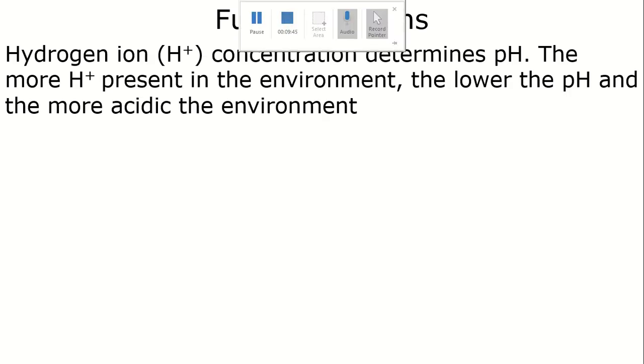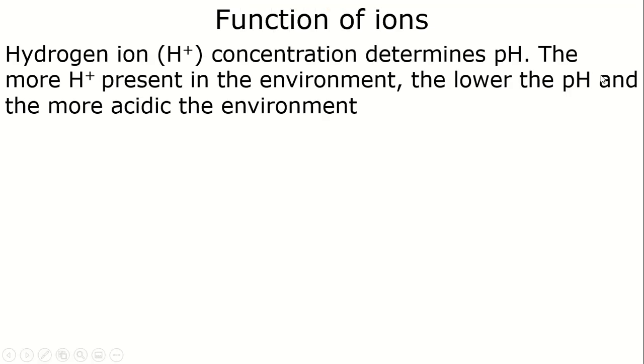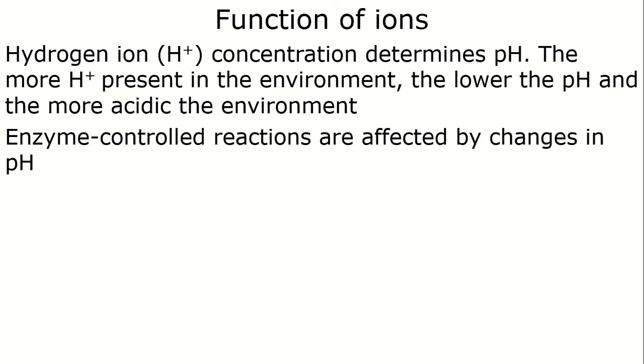Now let's have a look at the function of some of the ions that we will need to know about for this course. We'll start off with hydrogen ions, which have the chemical symbol H+, and hydrogen ions determine the pH of a solution. So if there are more H+ ions present within an environment, the pH will be lower and the environment will be more acidic. So enzyme-controlled reactions are really affected by changes in pH.